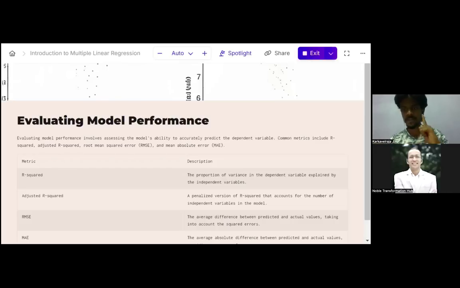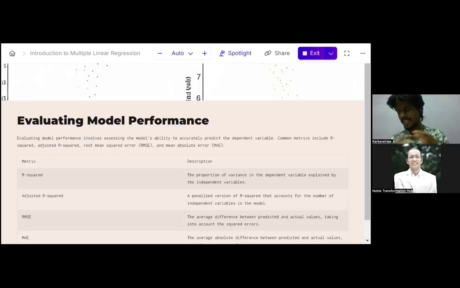So today's session, as I mentioned before, is a continuation of the multiple linear regression that we did in the previous session. Evaluating model performance, that is, how we can evaluate a multiple linear regression model's performance. Evaluating model performance includes assessing the model's ability to accurately predict the dependent variable. Common metrics include R squared, adjusted R squared, root mean square error, and mean absolute error.